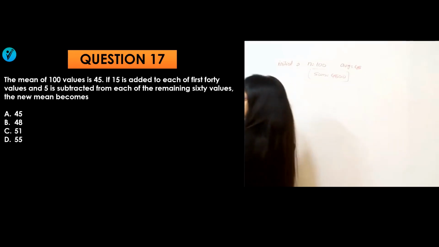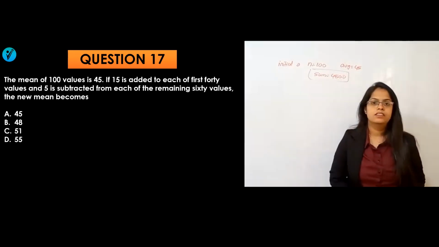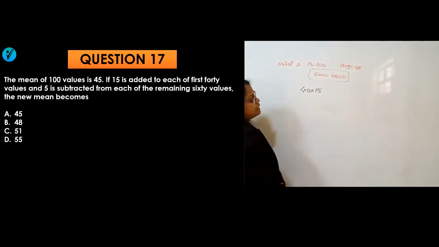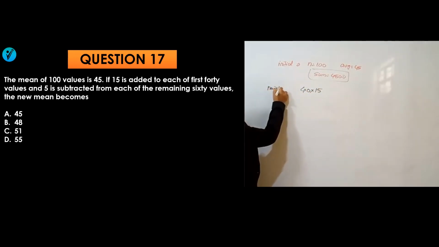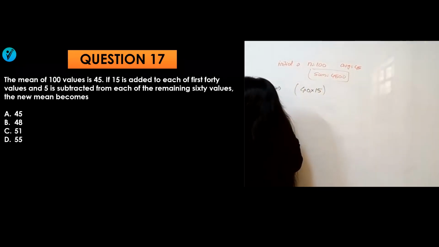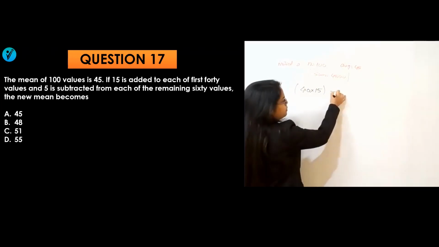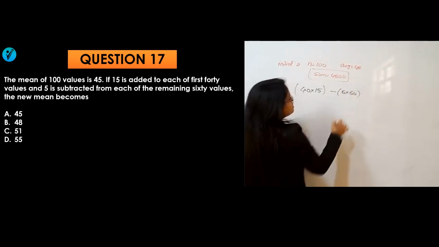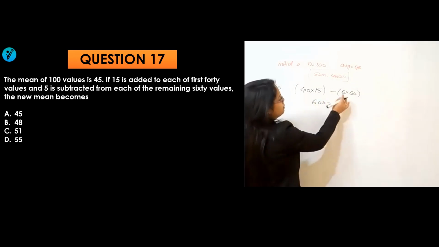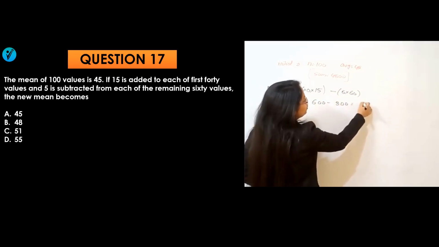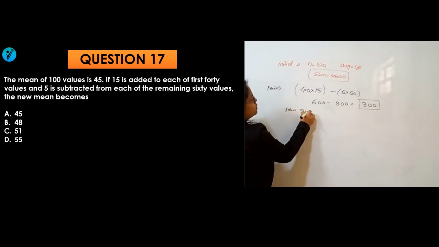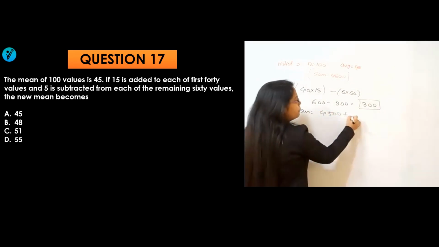Is it okay? Now what happened? In the first 40 terms, 15 is added. So we can say that in the first 40 terms each is getting added with 15. So new sum will be equal to what? For the first 40, 15 is added, and 5 is subtracted from the remaining 60. Subtracted means minus 5 into 60. So what is the difference in this new sum? 15 fours are 600, minus 6 fives are 300. So you can say that for the new sum, 300 is added. So new sum will be equal to 4500 plus 300.